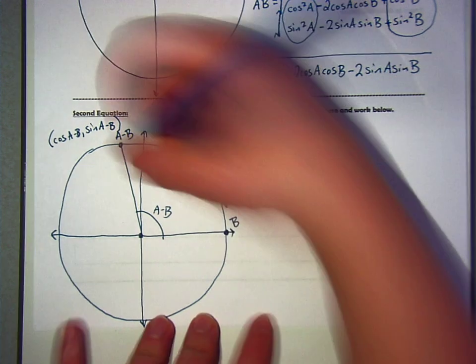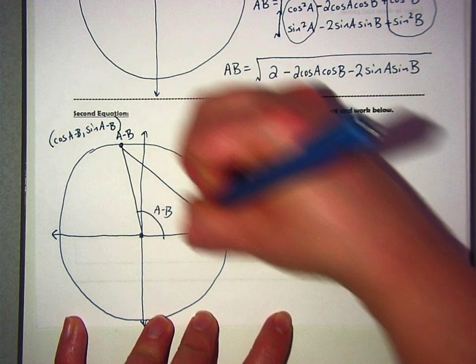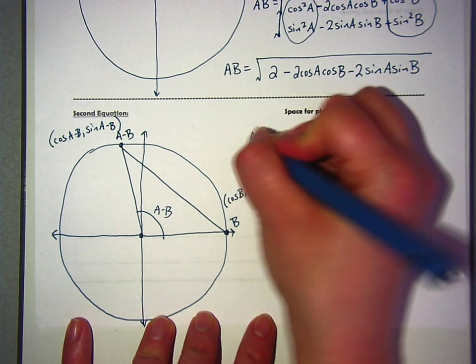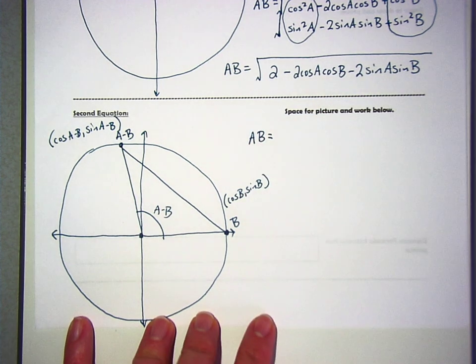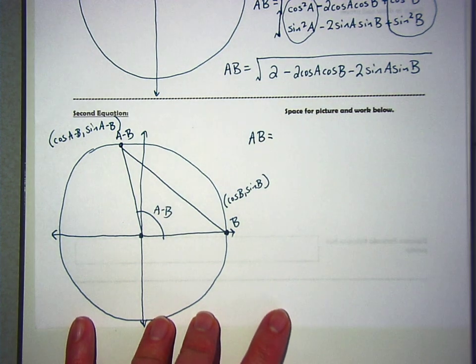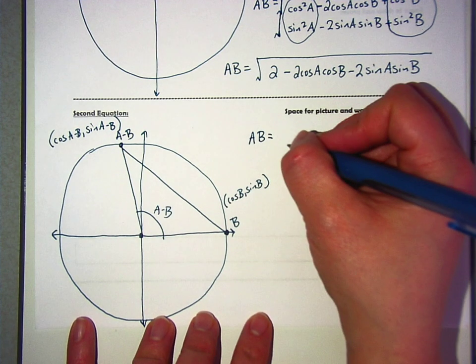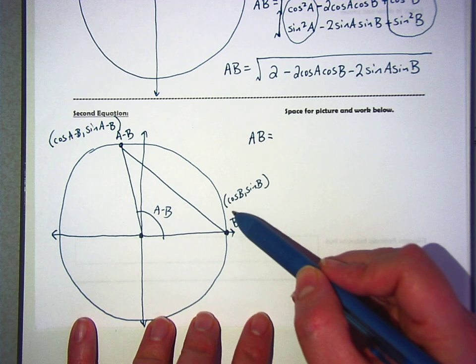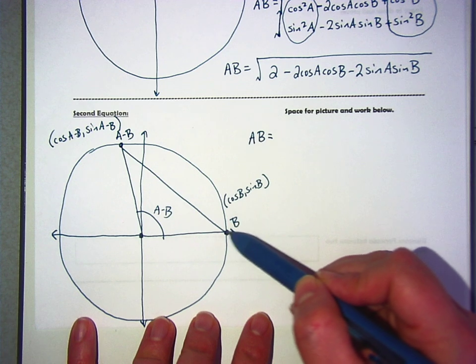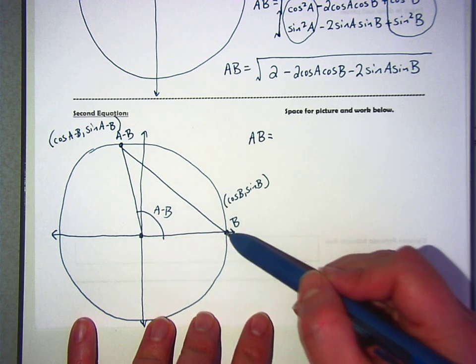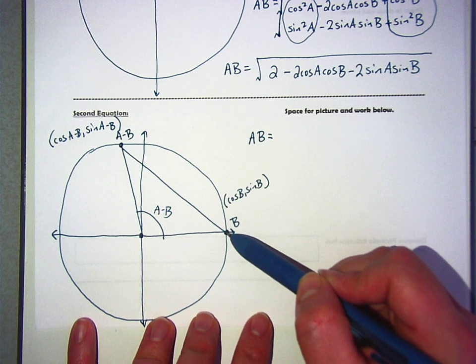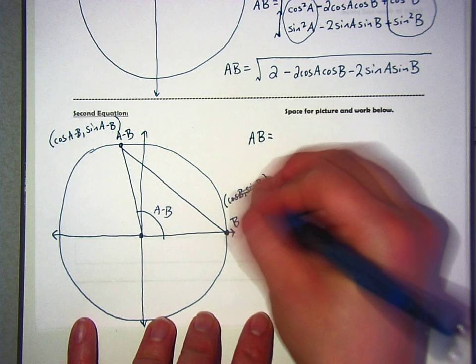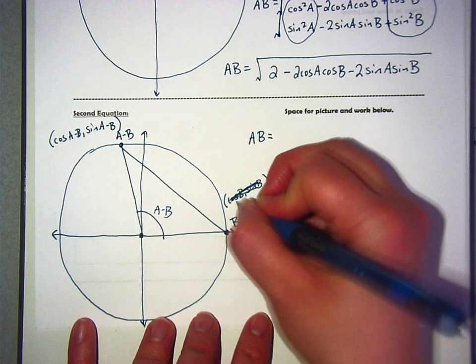All right. And then we're going to do this distance formula again. AB equals, only this time, actually I'm going to change this because we actually know what this is. This is the unit circle. What point is this? This is 0, right? So what are the coordinates of right here? 1, 0. So instead of writing cosine B and sine B, I'm going to write just 1, 0.